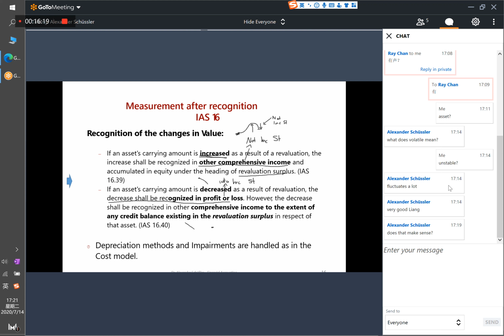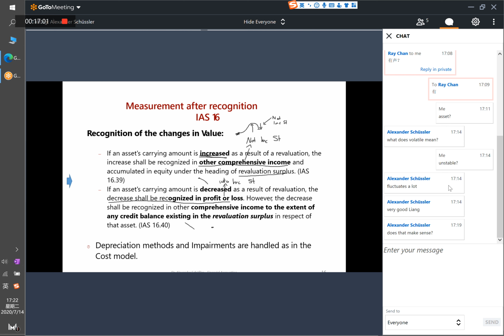And the standard setter says, okay, if these things are not related to the core business, then they are probably not that important. And therefore they shouldn't be shown in the income statement. And if they are in other comprehensive income, then they do not influence earnings per share. And all the analysts, all the financial community focuses on earnings per share.